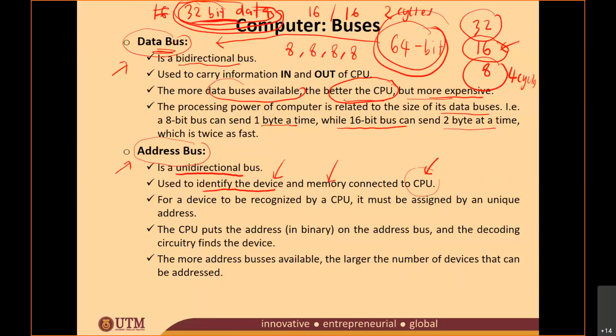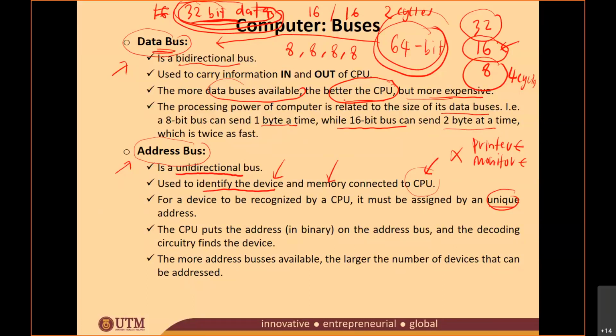For a device to be recognized by a CPU, it must be assigned a unique address. So, for example, you have a printer. This printer should have a unique address. And if you're going to connect your computer with a monitor, this monitor also needs a unique address. The address of the printer and the monitor cannot be the same. It must be different.